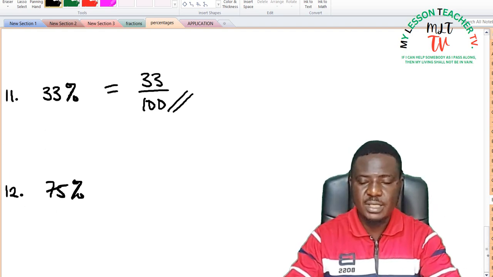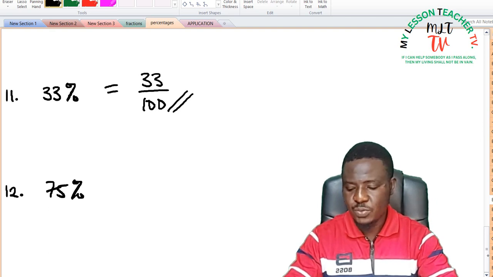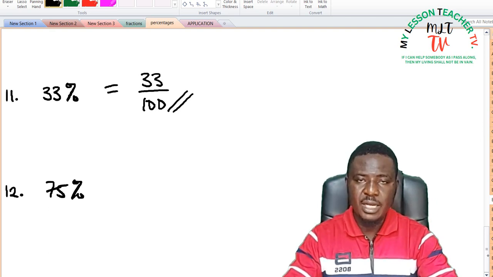I'm going to leave question number 12 for you to solve as an exercise. All you need to do is to express it as a fraction and then reduce it to its lowest term.